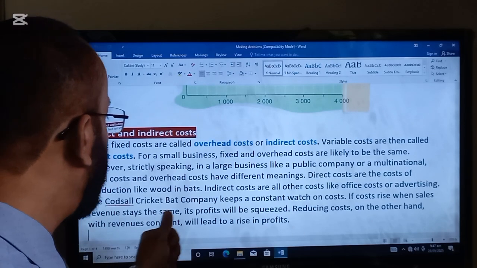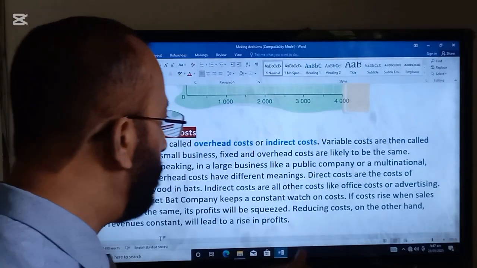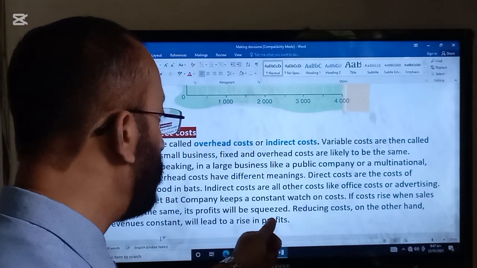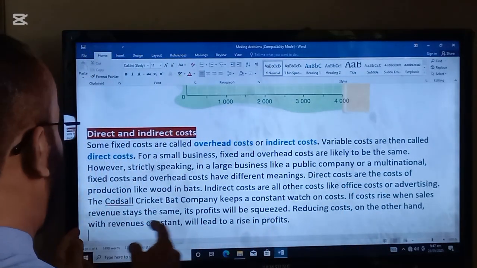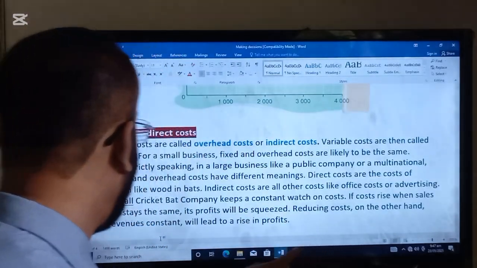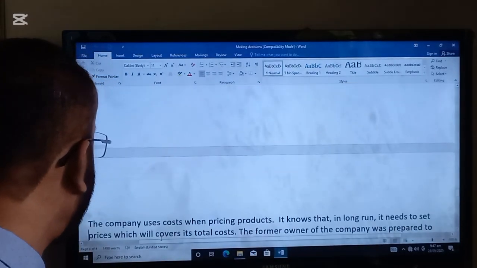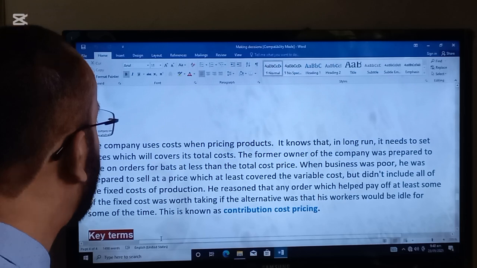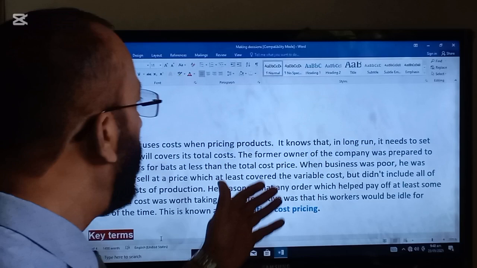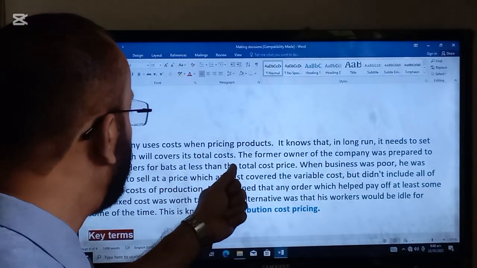The Cotsell Cricket Bat Company keeps a constant watch on the cost. If costs rise when sales revenue stays the same, its profits will be squeezed. Reducing cost, on the other hand, with revenue constant will lead to a rise in the profit. The company uses cost when pricing products. It knows that in the long run it needs to set prices which will cover its total cost.